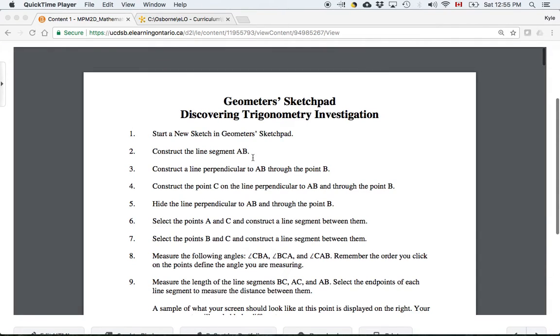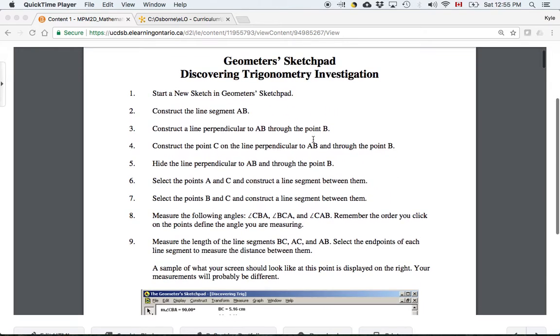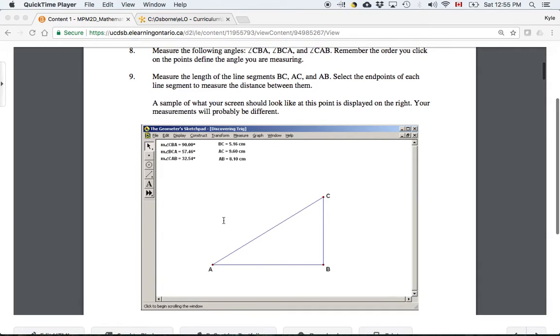Okay, so in this video we're going to be doing a walkthrough of these first few steps in the Activity Geometry Sketchpad Discovering Trigonometry Investigation. The first few steps tell you how to set up a right angle triangle, ABC, and how to measure its angles and its sides.